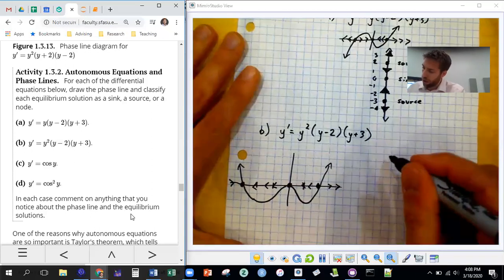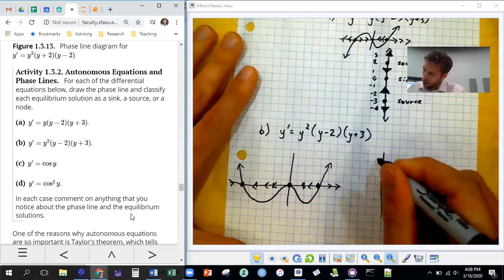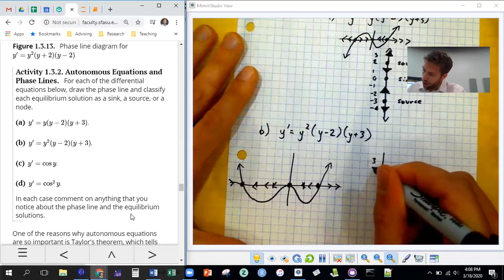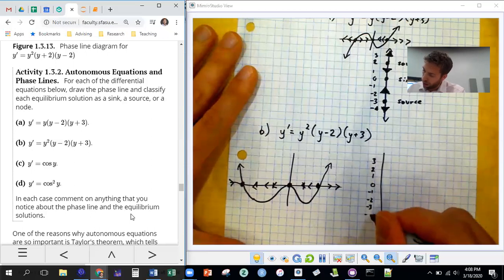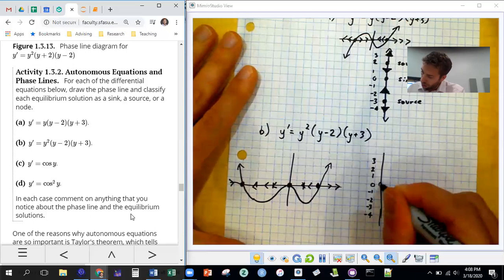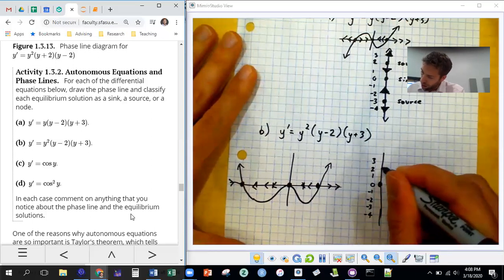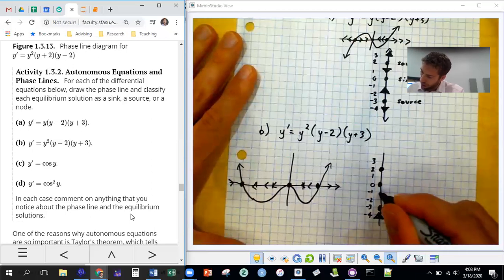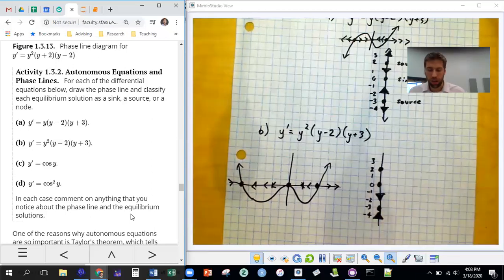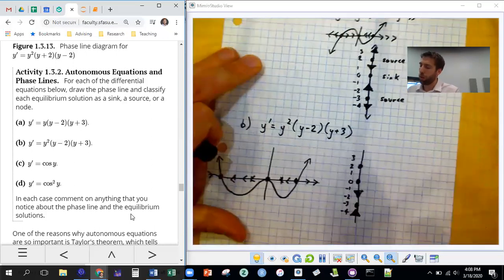So now, 3, 2, 1, 0, -1, -2, -3, -4. From 0 to -3, it's going up here. It's going down here. Maybe I should be using different colors. I've got all these colored ones. This is so boring doing all black.